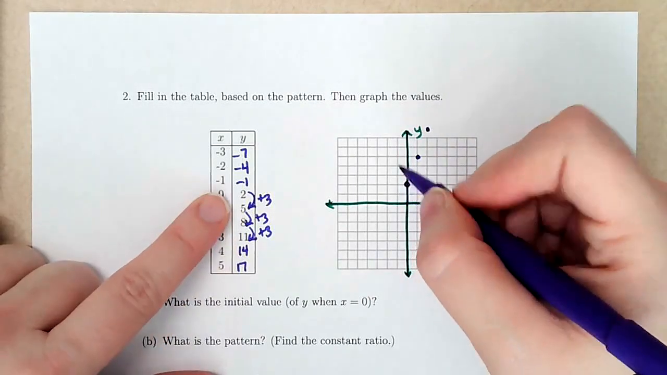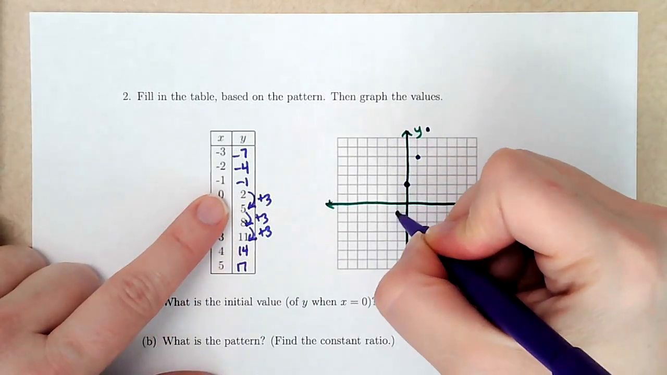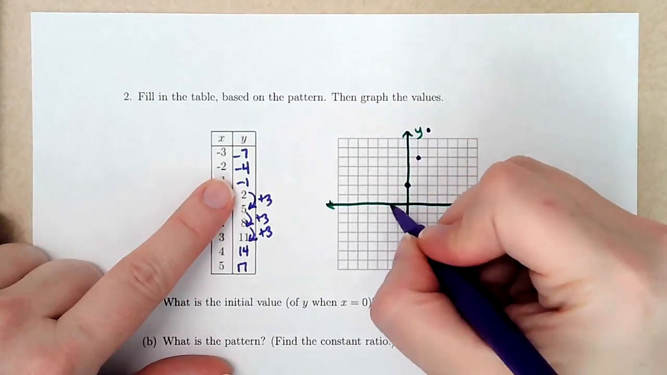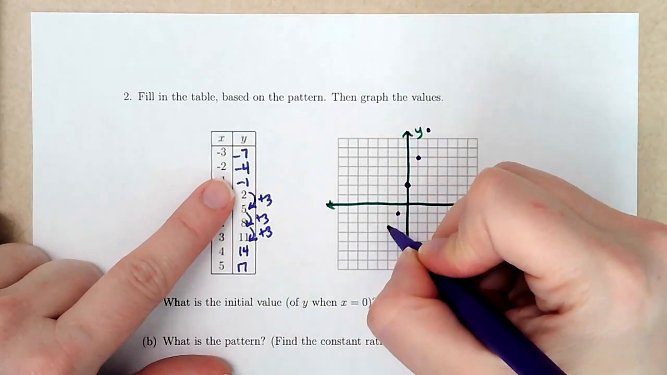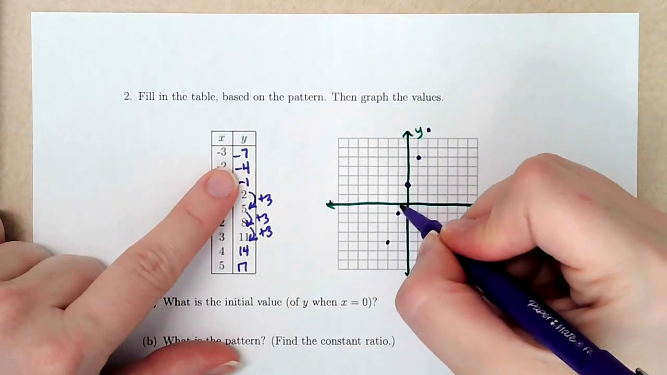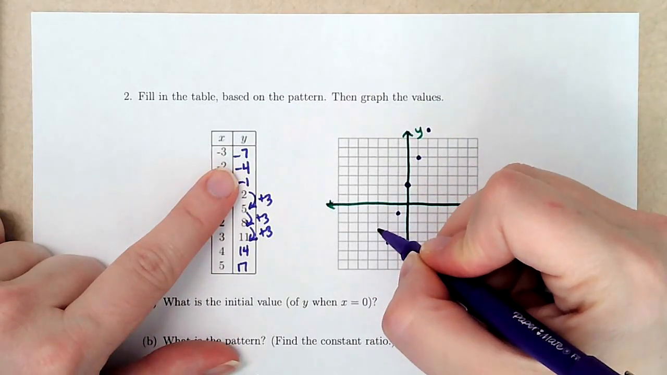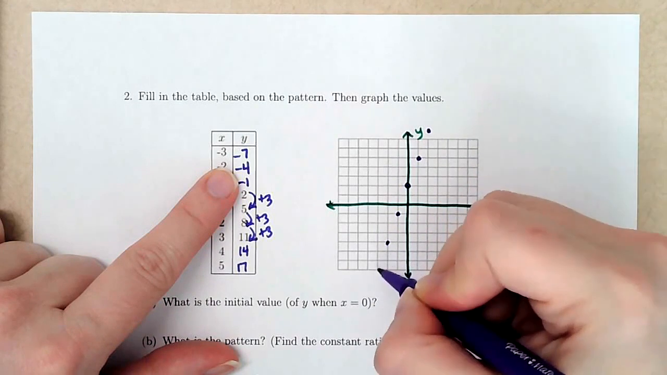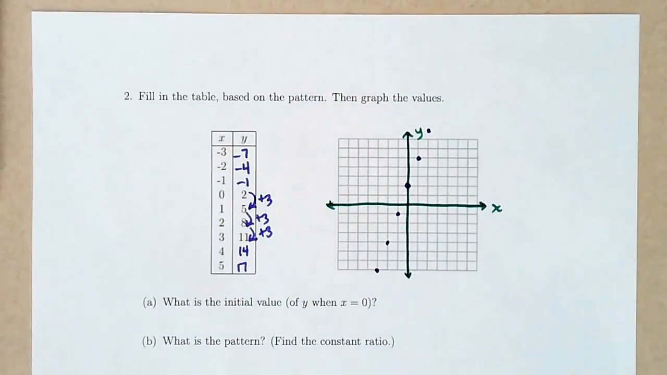Okay. 1 to the left, 1 down. Done. 2 to the left, 4 down. 1, 2, 3, 4. Got it. 3 to the left, 7 down. 1, 2, 3, 4, 5, 6, 7. Okay. They are definitely lined up.